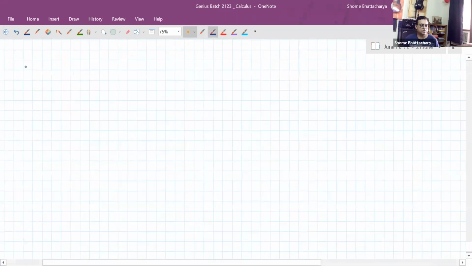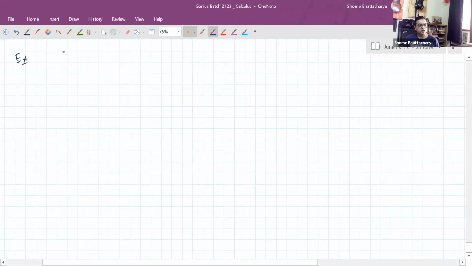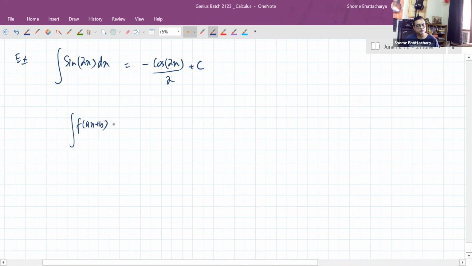Now, for example, if I have integration of sine 2x, this will directly become minus cos 2x by 2 plus c. Because you can see here that f is the sine function and ax plus b is 2x. So a is equal to 2, b is equal to 0.